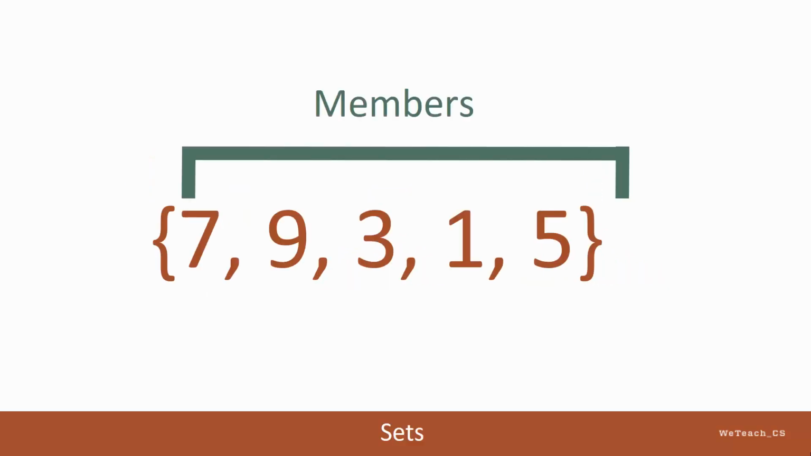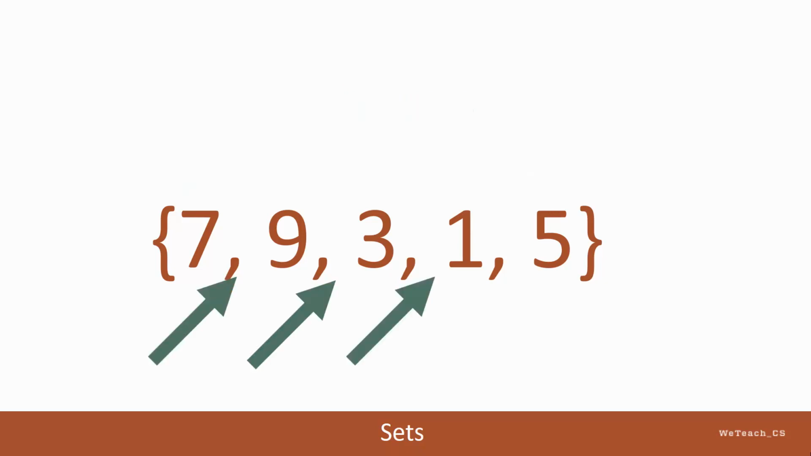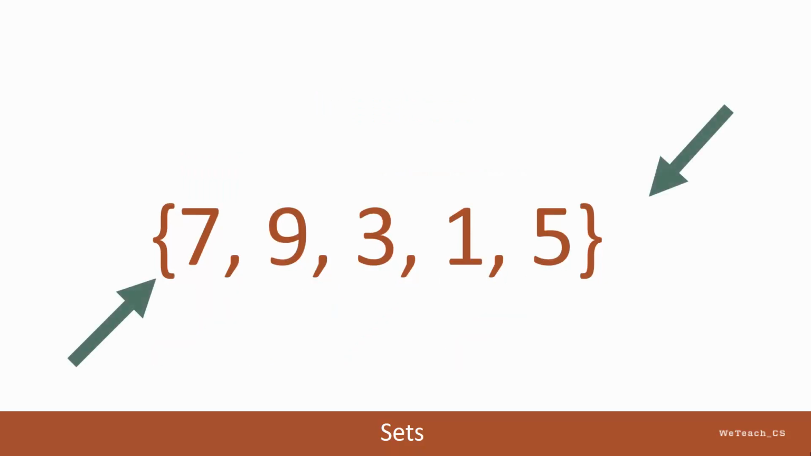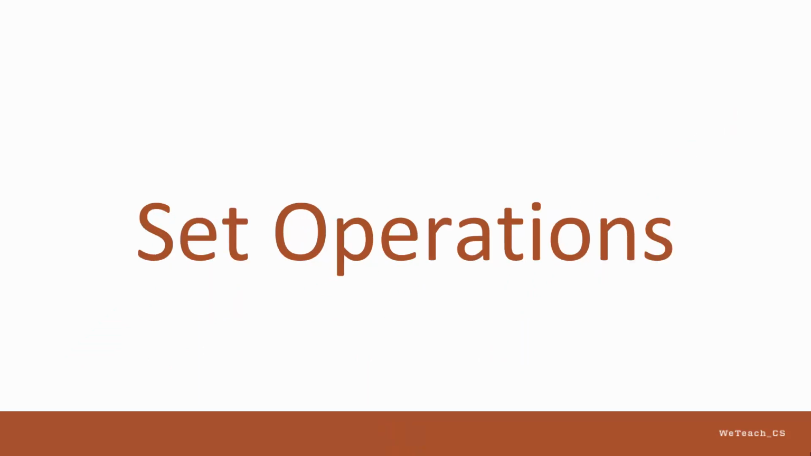A set is an unordered collection of distinct objects. These objects are referred to as members or elements. The elements are separated by commas and they are enclosed with brackets. Sets form the basis of a lot of operations we carry out in discrete math.